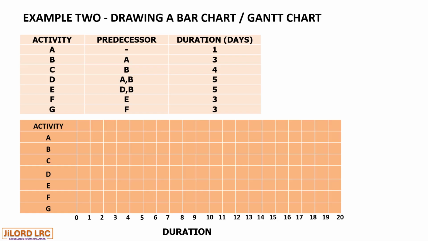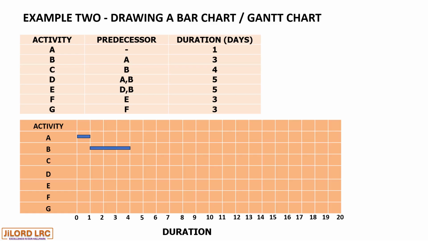A, being the initiating activity, has no predecessors, so it starts from 0 with a duration of 1. It ends on 1. B has a predecessor as A, and therefore B has to start at the end of A. With a duration of 3 days, 3 plus 1, it ends at 4.